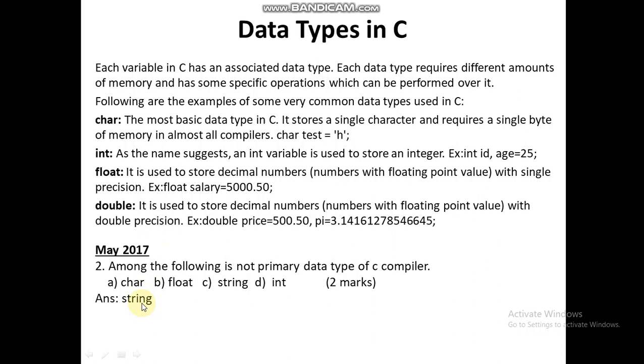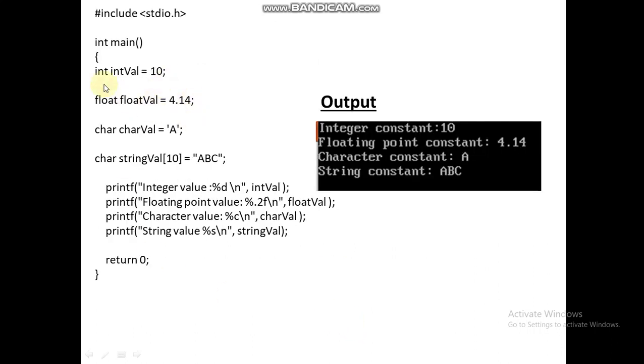One question asked in the question paper for 2 marks: among the following, which is not a primary data type of C compiler? Options are char, float, string, and int. Char is a data type, float is a data type, int is a data type, but string is not a data type. So the answer is string, which is not a primary data type. Clear? So this is one example of int value, float value, character value, and string value. Thank you.